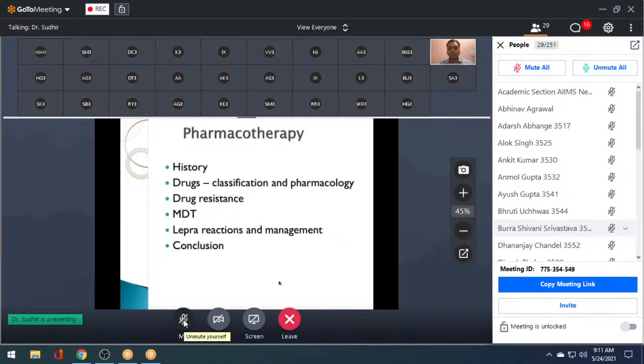So many drugs have been tried in this case, but currently the drug regimen is called MDT, multi-drug therapy. You are not using a single drug, you have to use multiple drugs for its treatment, otherwise it will show resistance. Drug resistance is quite prevalent in leprosy also, just like in Mycobacterium tuberculosis you have MDR tuberculosis. Similarly, there are drug resistant cases in leprosy also.